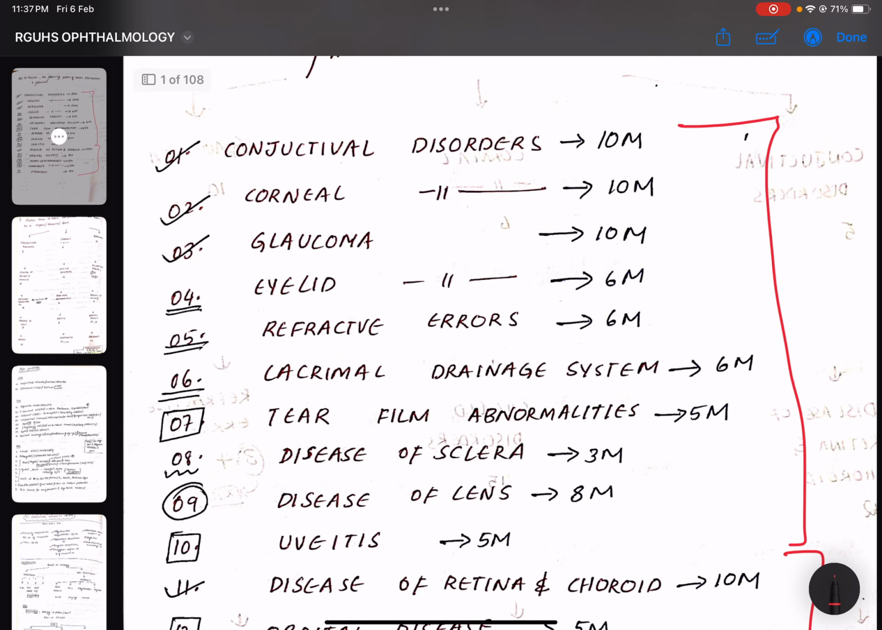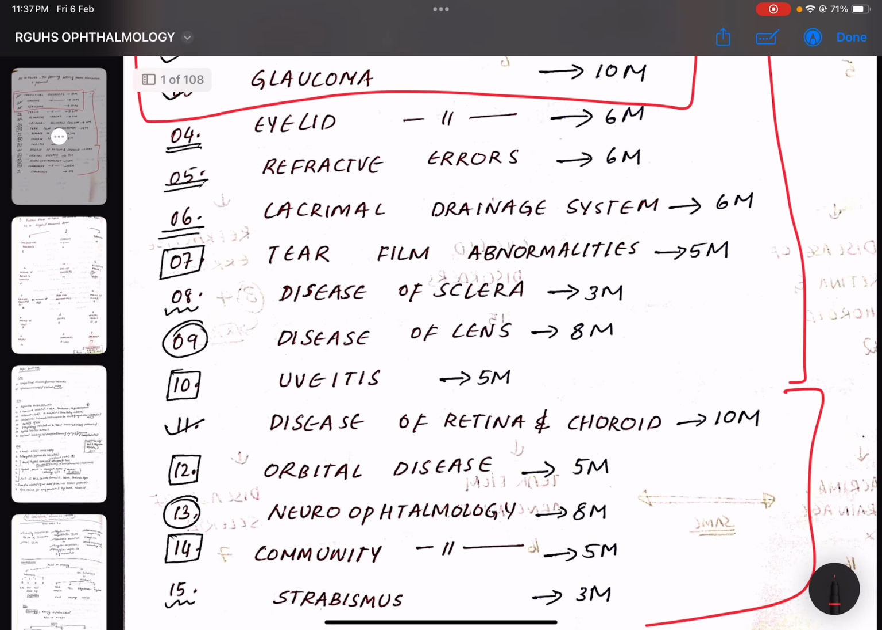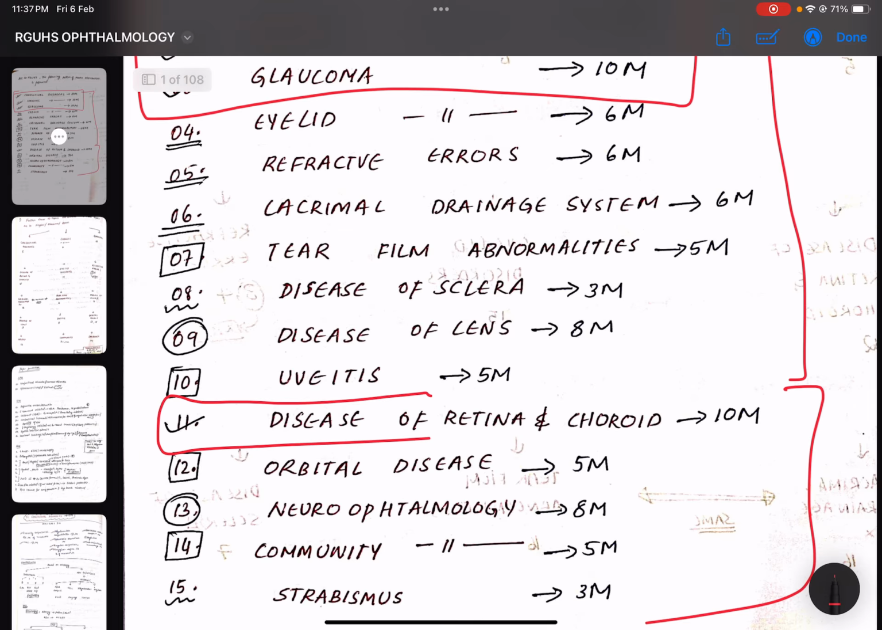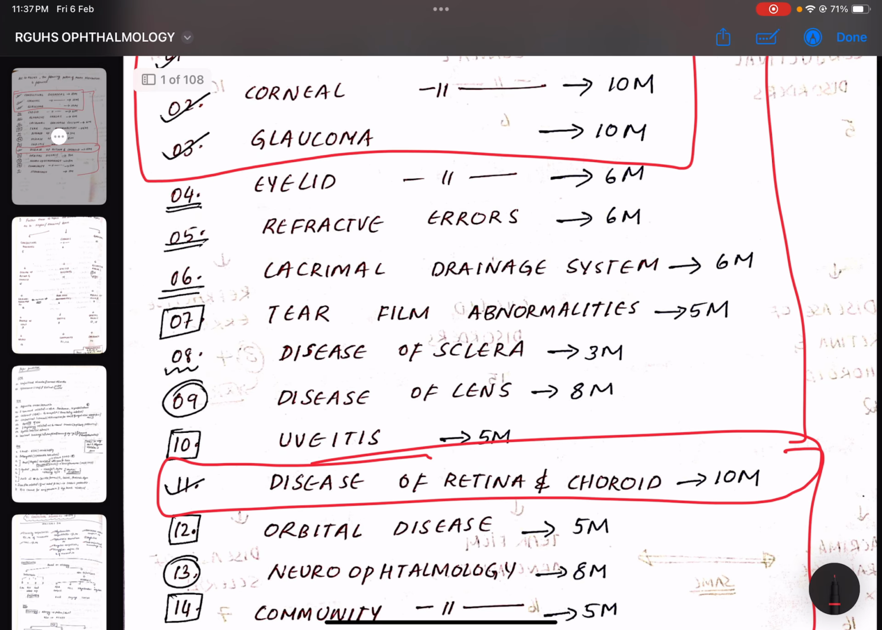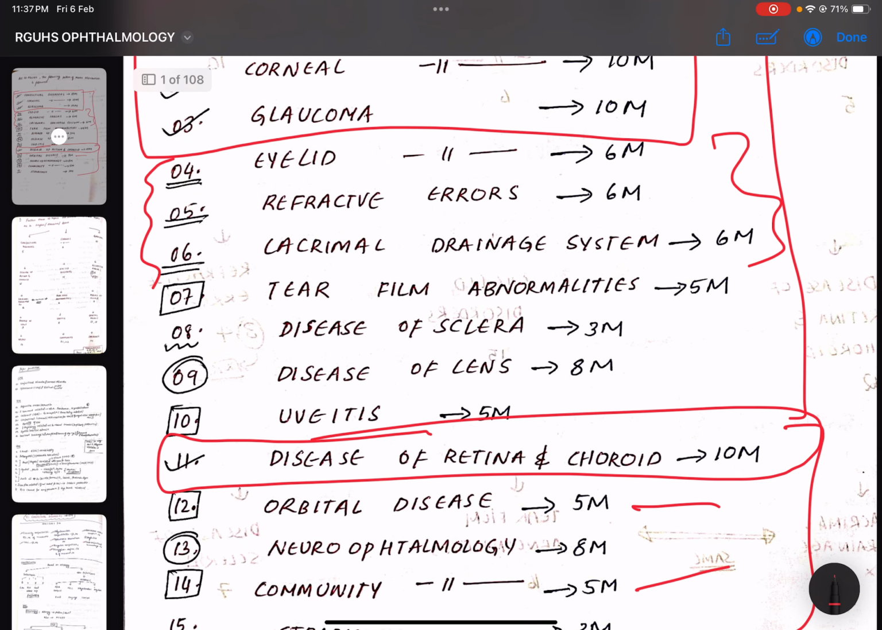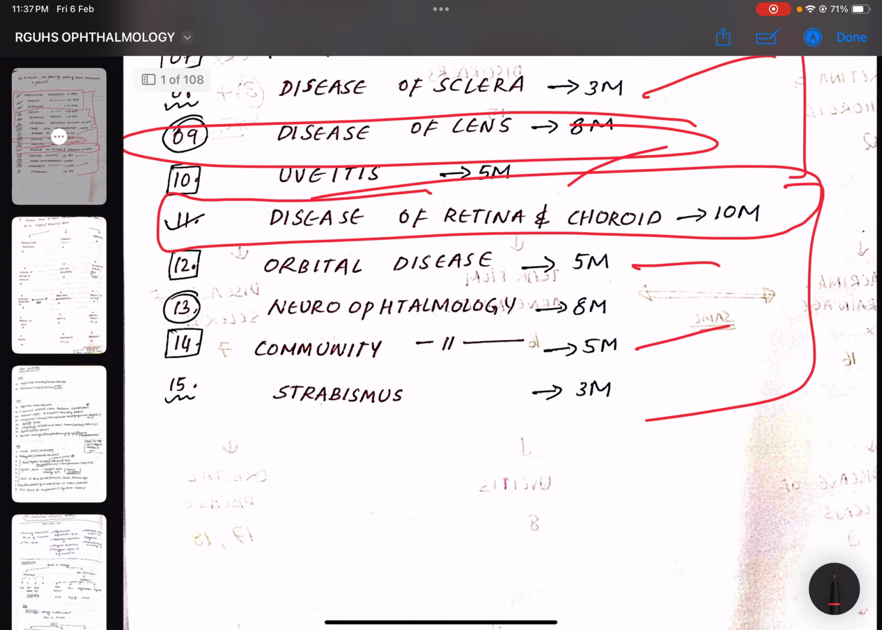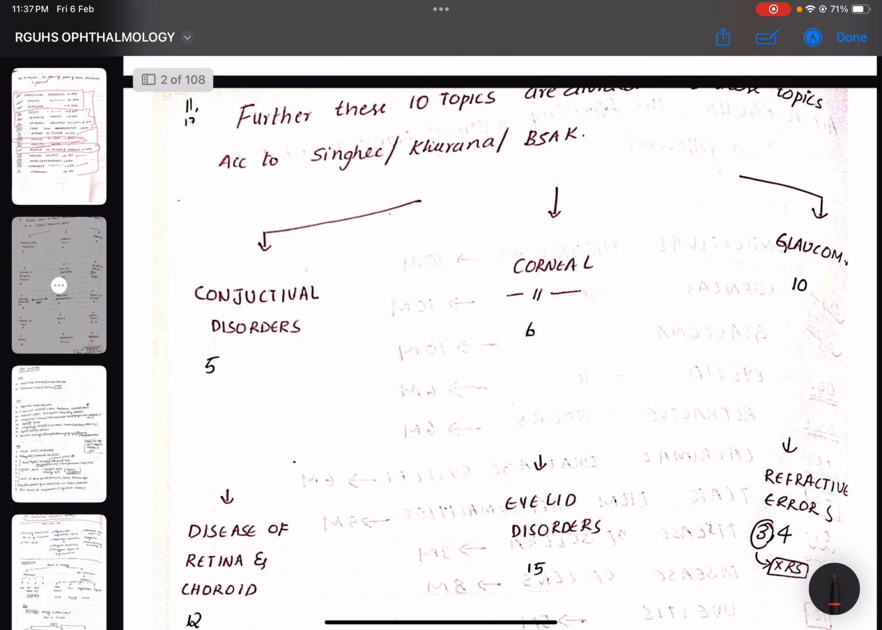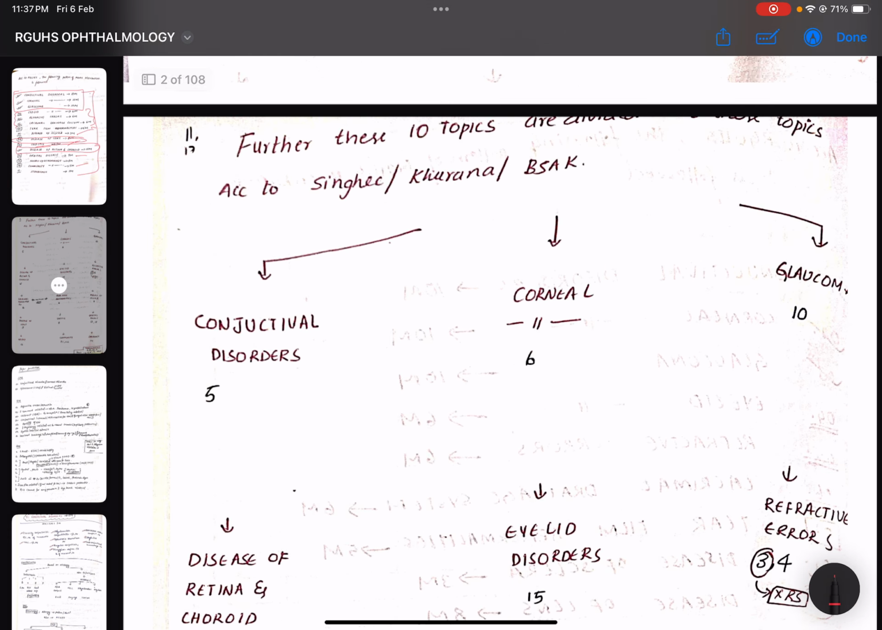These are the major 10 marker topics where you can expect a 10 marker question. Then you have the 6 marker range of these three things, and 5 marker topics, and 8 marks with all the other things. So these 10 topics have been classified accordingly based on Singhi and Khurana.